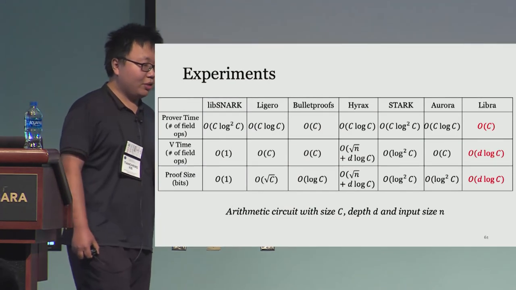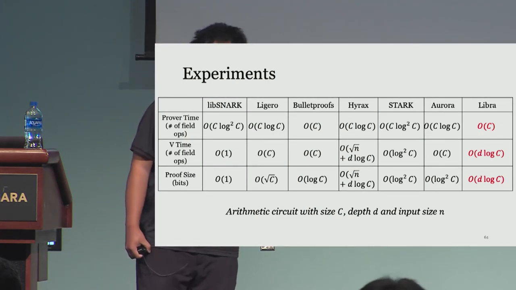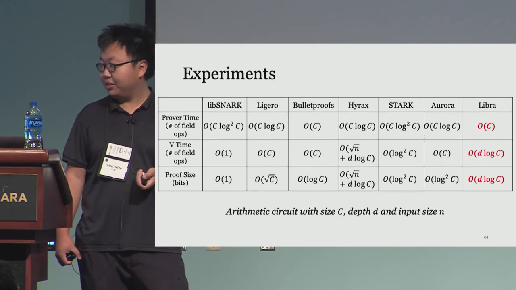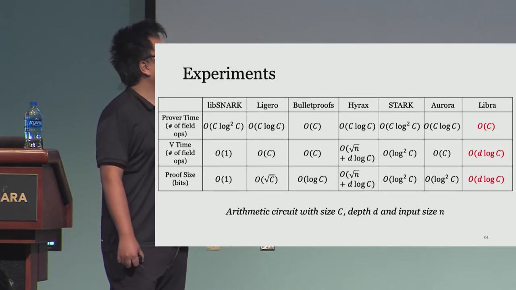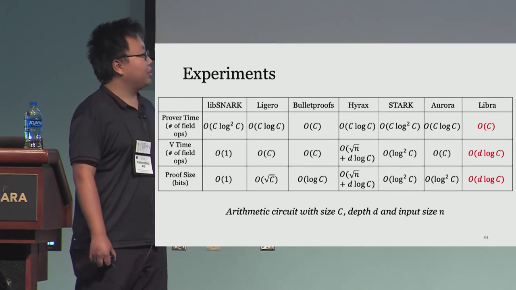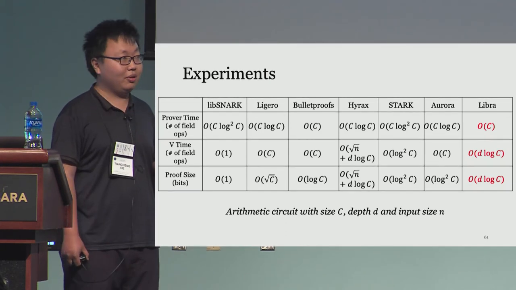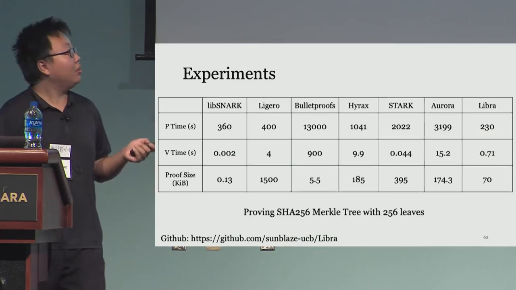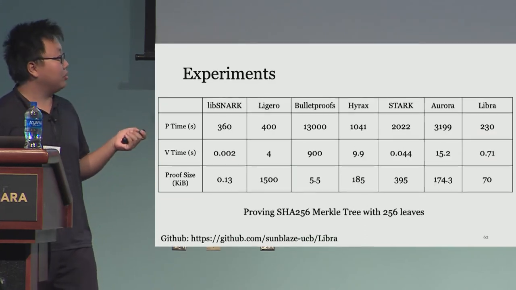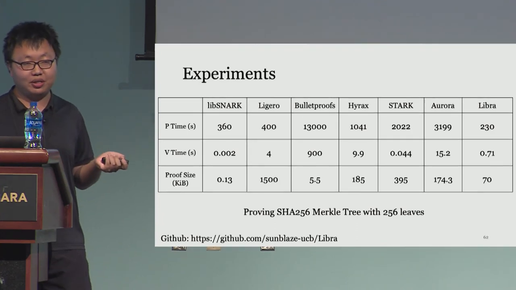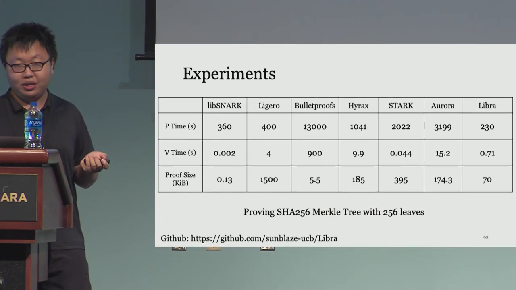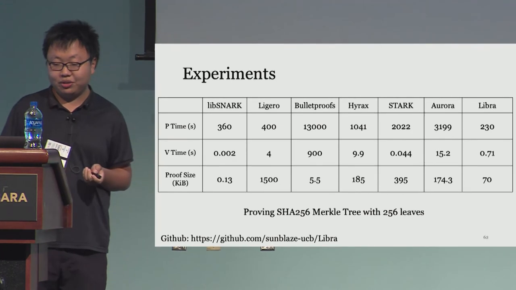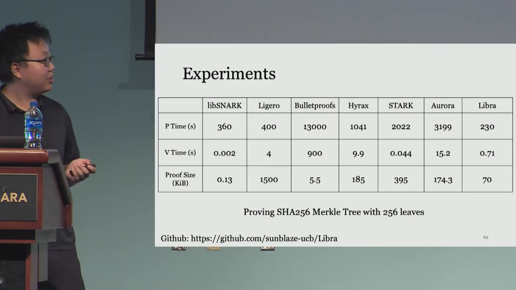With a linear time prover and a conversion of the GKR protocol to zero knowledge without any computational overhead, we finally have a linear time prover, succinct verifier, succinct proof size, zero knowledge proof system. Concretely, our proof time is the best among these protocols, our verification time is less than 1 second, and our proof size is reasonable. We also have an open source implementation on GitHub. You can check it out yourself.